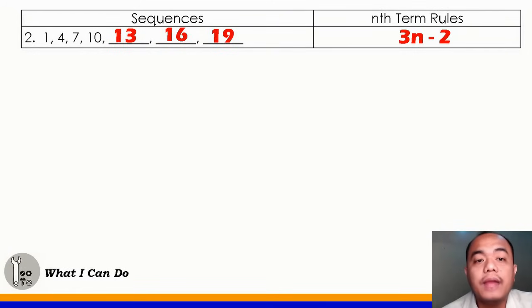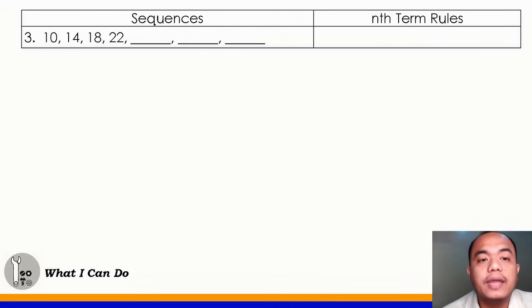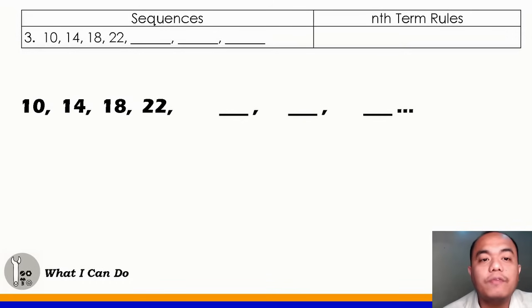So this is the answer. This is the correct answer for your item 2 in the what I can do part of the module. Next, number 3. We have 10, 14, 18, and 22.